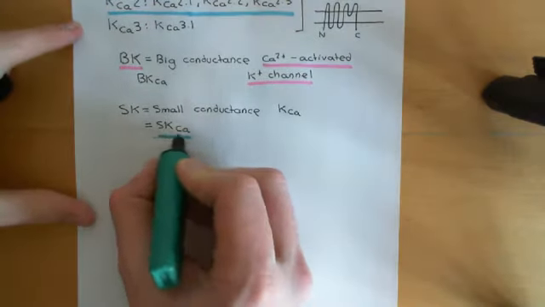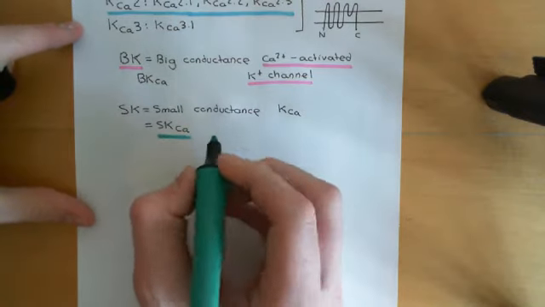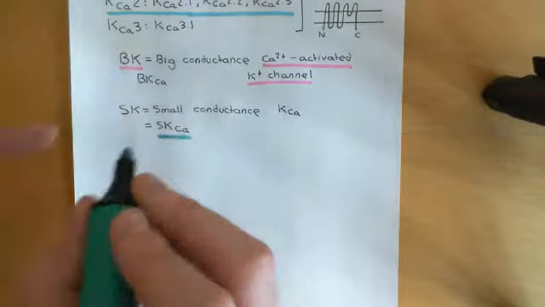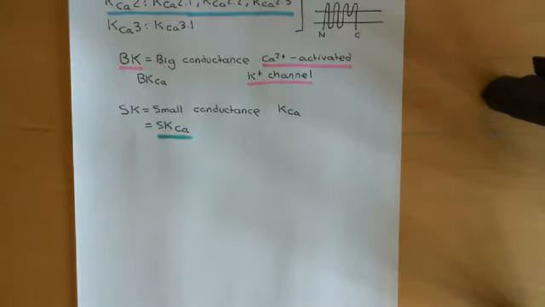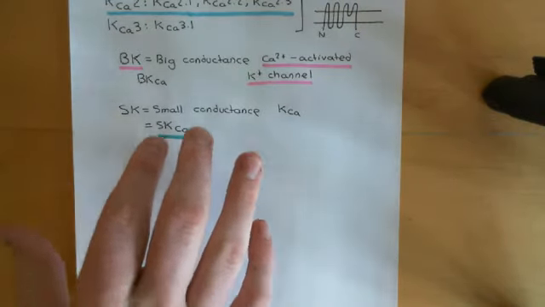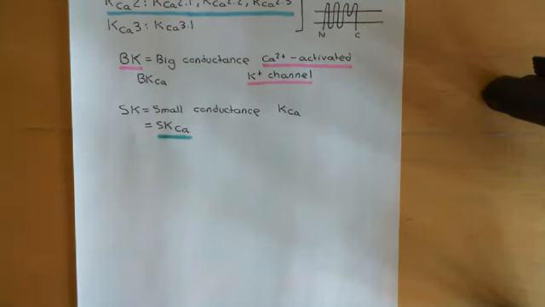Now I will stress again that SK, small conductance calcium activated potassium channels, can either be homotetramers or heterotetramers. All it means is that the 4 subunits that you use are from the KCA2 family. Now the ones that we're going to see are going to be homotetramers. Let me just tell you a little bit more about the nomenclature for the homotetrameric small conductance calcium activated potassium channels.